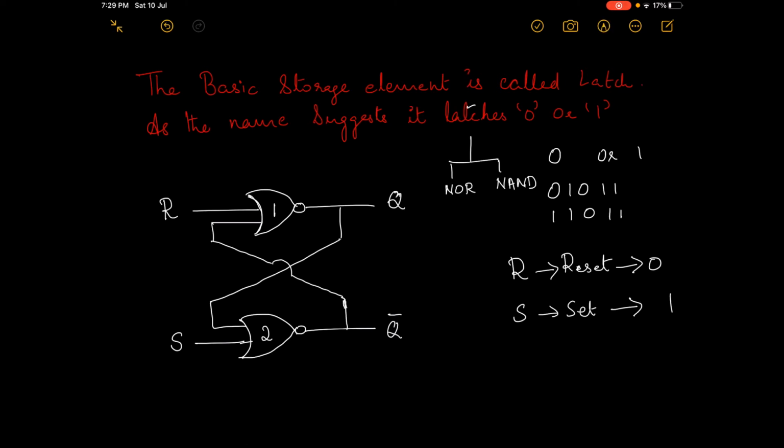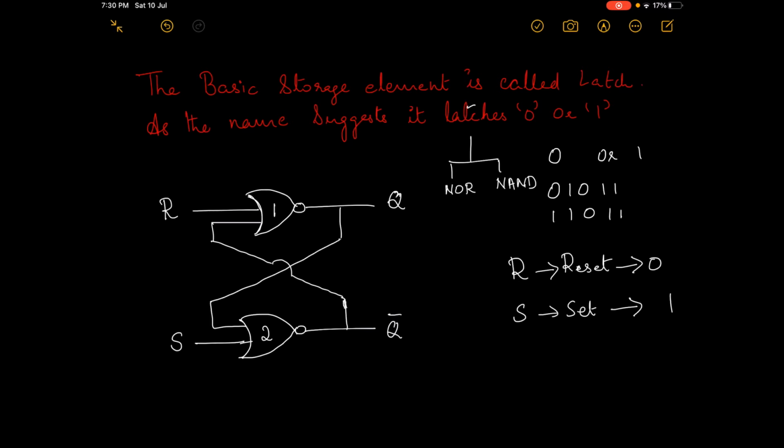Now, these inputs S and R, if they change intentionally or accidentally, because we use this circuit along with other circuits, and suppose the output from that circuit to R and S changes, what will happen? The output also changes and the stored data will be removed. So this is one disadvantage.